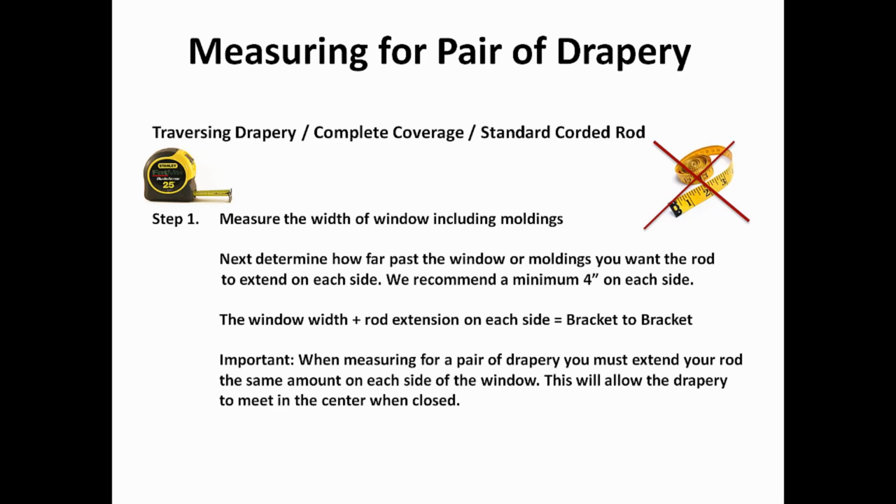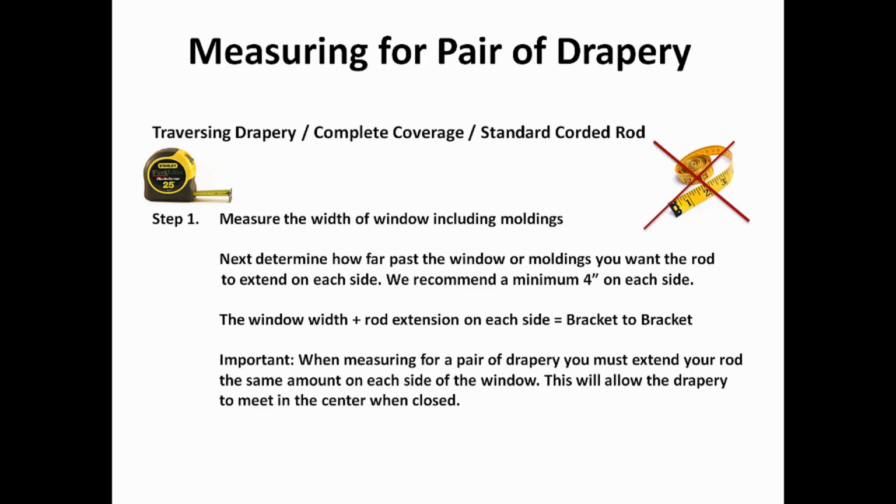Next, as part of step one, is to determine how far past the window or moldings you want the rod to extend on each side. We recommend a minimum of 4 inches on each side. You want to go 10 inches wider, 12 inches wider, that makes no difference. And in some cases, which we'll explain in a little while, it makes perfectly good sense to do that. But as a minimum, we're saying go 4 inches on each side. So if you will, the window width plus the rod extensions on each side will equal a term that we call bracket to bracket, or you might hear it called face width.